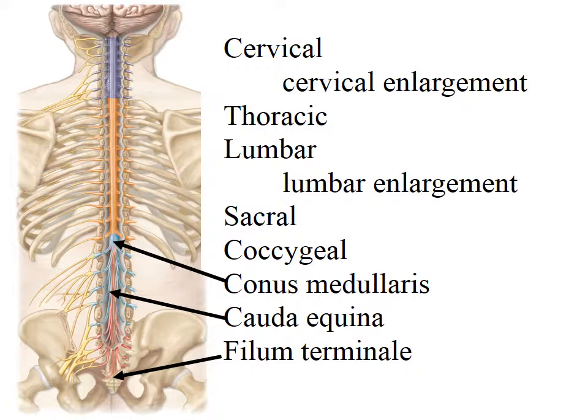The conus medullaris. This is the conical tip of the spinal cord as an intact structure. Think of it as the end of the spinal cord proper. Cauda equina, the portion of the spinal cord where individual tracts are separated. Again, think of this as the separation portion of the organ. And filum terminale, the extension of the pia mater that attaches to the coccyx. Think of this as the anchor for the spinal cord.